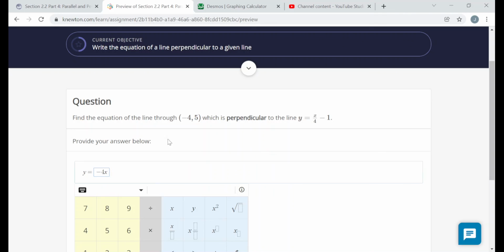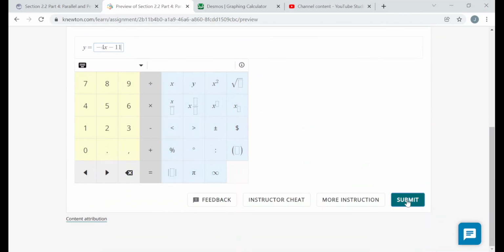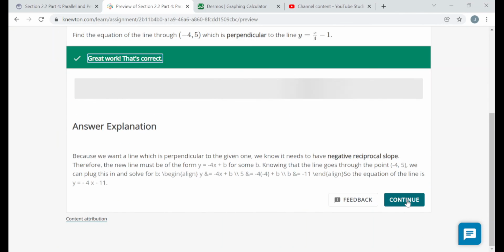So let's think. If I replace x, I want the point -4, 5 to be on this. If I replace x with -4, this would be positive 16. What would I have to do to make that positive 5? Well, I'd have to subtract 11. Right, 16 minus 11 is 5. So y equals -4x minus 11 should be the right one.